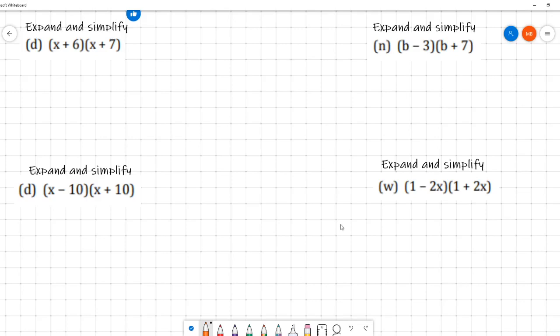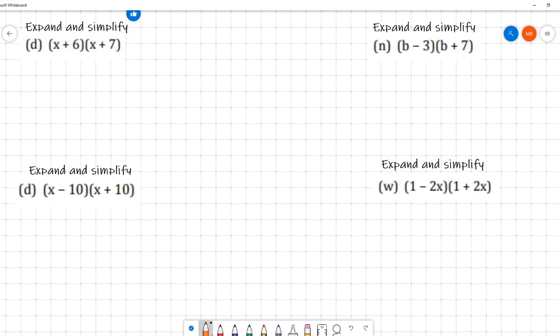So in this video we'll look at how to expand and simplify double brackets, or in other words two brackets. And usually you will see that the two brackets are right next to each other, just like in all of these examples. So we will basically understand this just as we understood expanding brackets. We need to get rid of the brackets, and in order to do that we need to multiply everything inside the first bracket by everything inside the second bracket.